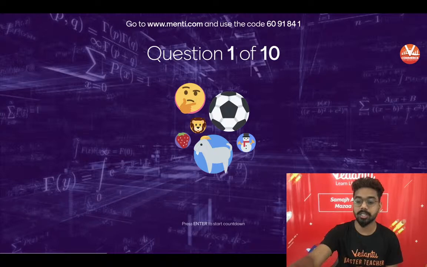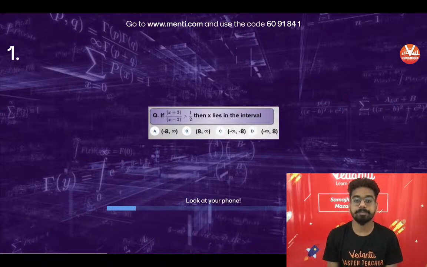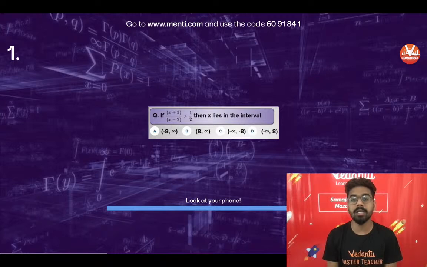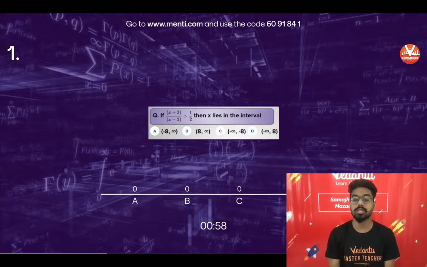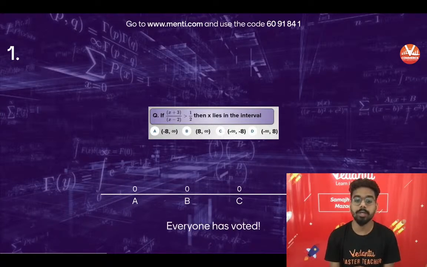Let's start. Question number 1 on your screen. Question number 1: (x + 3)/(x - 2) is greater than 1/2. How to solve such an inequality? Then x lies in the interval. We will read each and everything. What is the meaning of this kind of bracket? Where will we apply this bracket? How to solve this inequality? And what mistakes do we commit?